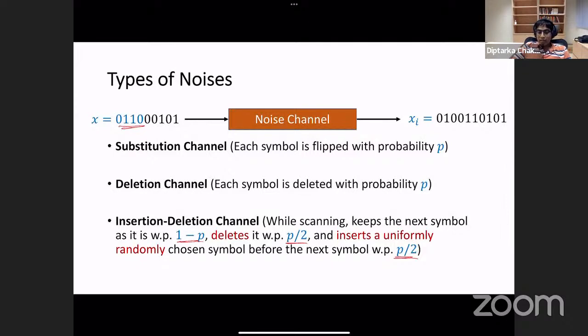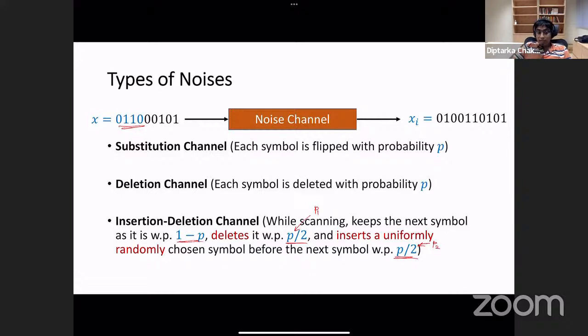Okay. This is not really the most general probabilistic model, because in some applications these probabilities could be different. Maybe with probability p1 you delete, with probability p2 you insert, and there could also be some probability of substitution. But generally, whatever results work for this simple insertion-deletion model with the same deletion and insertion probability generally extend easily to the most general model.